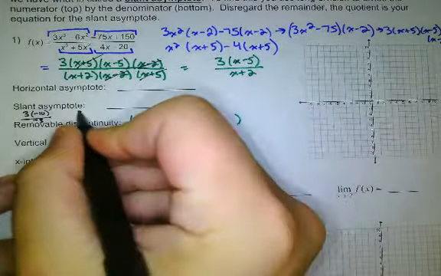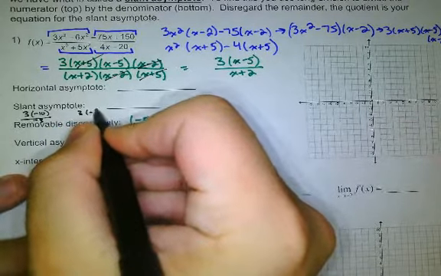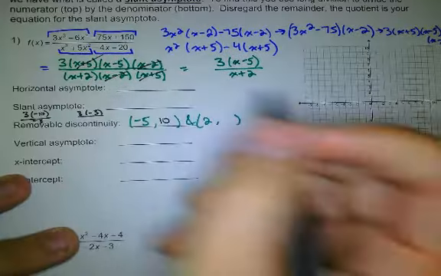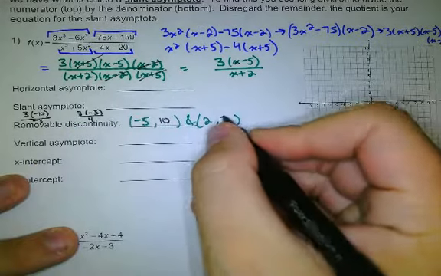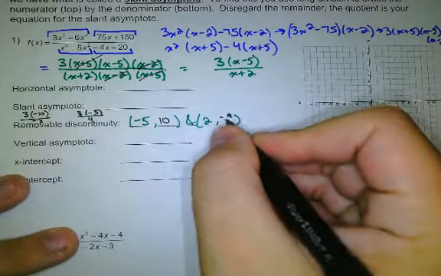Plug in a 2, and what do I get? On the top I get 3 times negative 3 all over 4, which is negative 9/4.